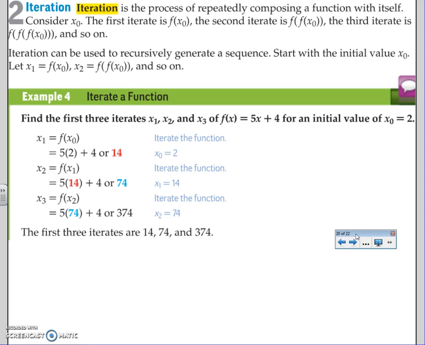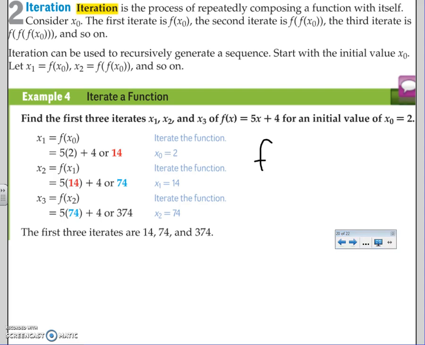Alright. Iteration is a process of repeatedly composing a function with itself. So we've done compositions before. If you just keep composing, you'll get recursion because the answer of one gets plugged into itself. Then that answer gets plugged into itself. So here's a quick example. Find the first 3 iterates, x1, x2, x3 of f(x) equals 5x plus 4 for x sub 0 equals 2.